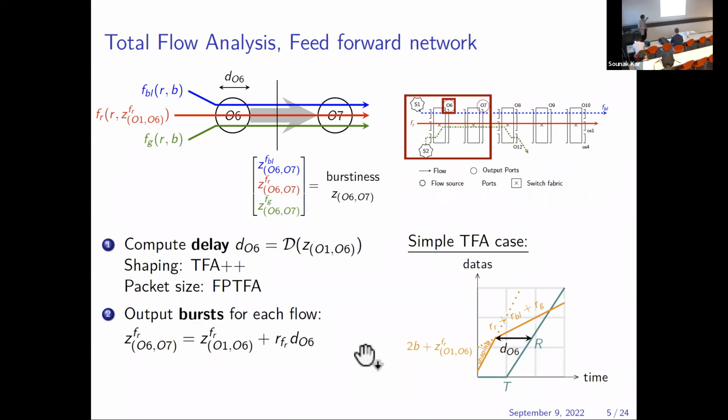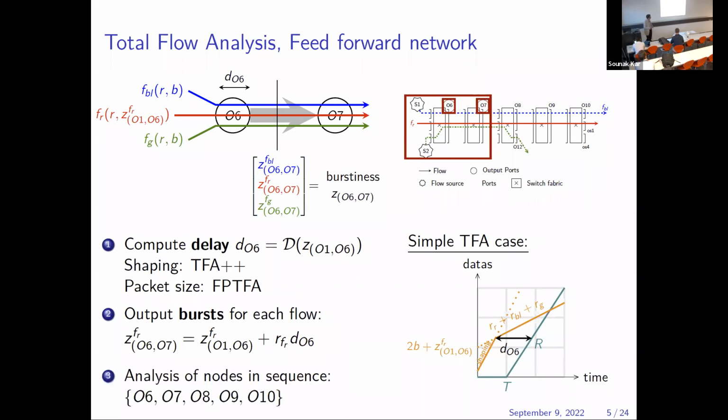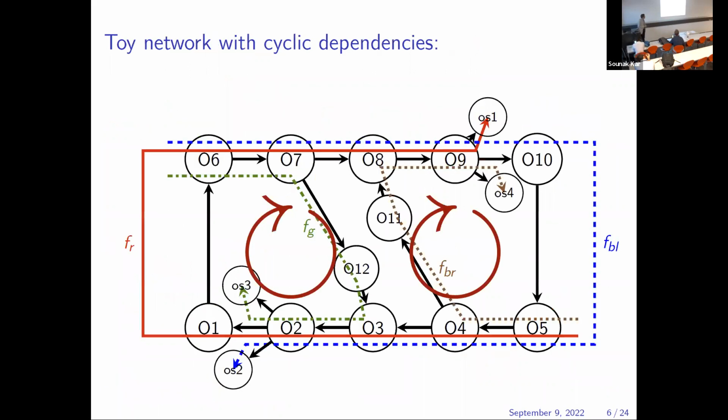We do steps 1 and 2 for each server in the direction of the flow until reaching the end of the network: 6, 7, 8, 9, 10. And at the end, we obtain the worst case analysis. This is done for a network without cyclic dependency. But when we have cyclic dependency, it is more complicated, more challenging. So I will use during the whole presentation a toy network that has a cyclic dependency.